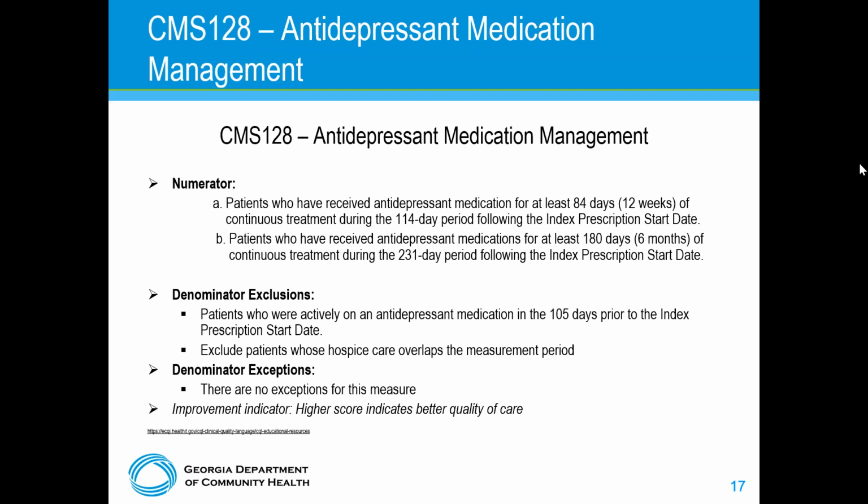Continuous treatment described in this measure allows for gaps in medication treatment up to the total of 30 days during that 12-week period, which is that first rate that's reported, or 51 days during the 6-month period for that second rate that's reported. Gaps can include either gaps used to change a medication or treatment gaps to refill the same medication.